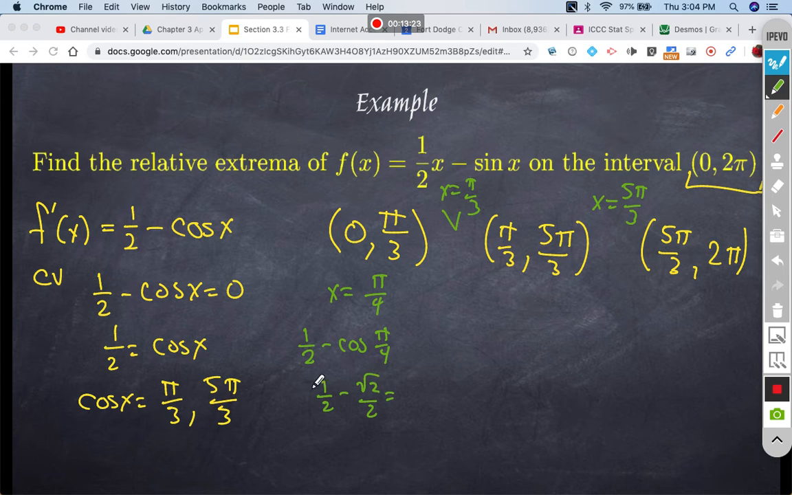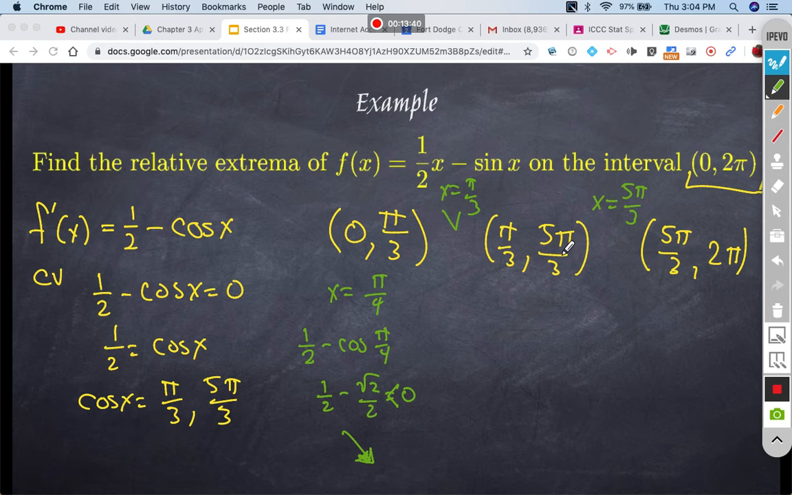And I know the square root of 2 is bigger than 1, so this is going to be negative. I don't even care what that number is. I'm only looking to see positive or negative. So since this is negative, it's going to be going down.